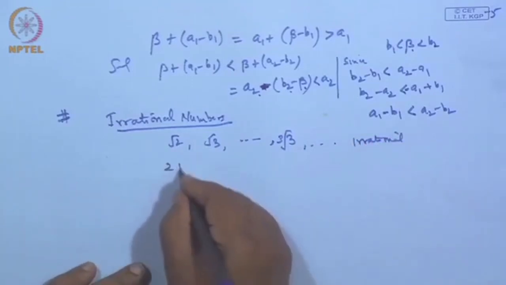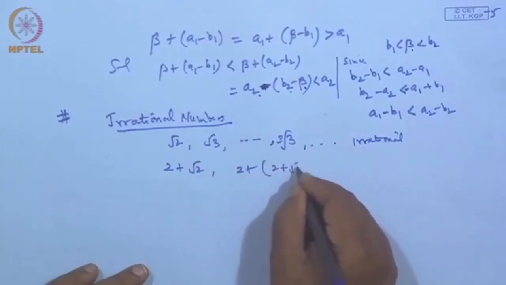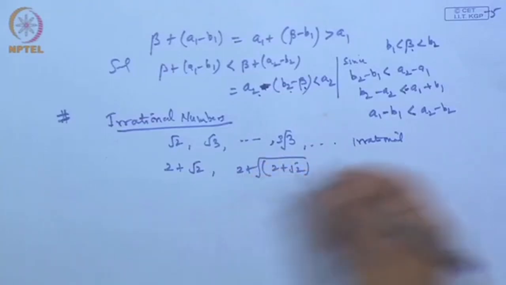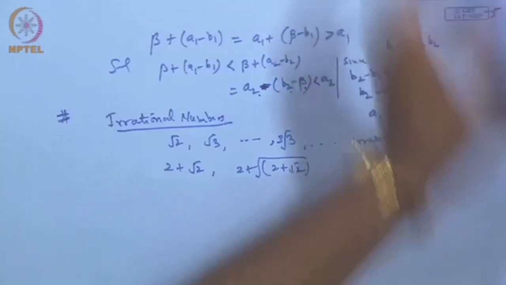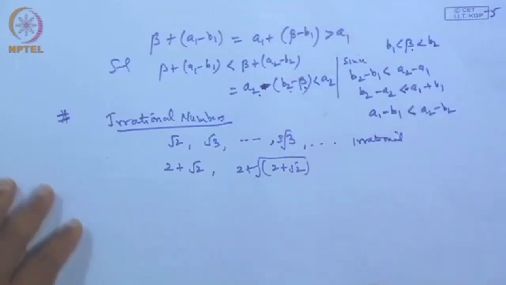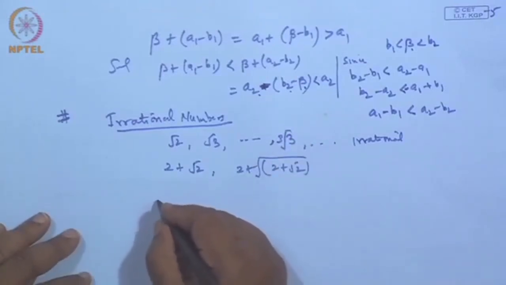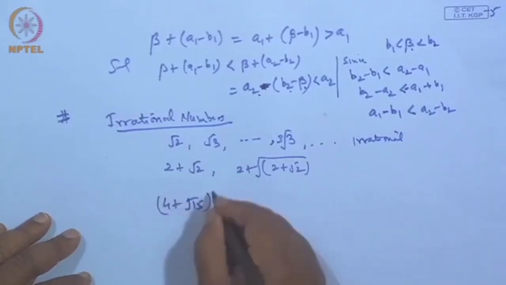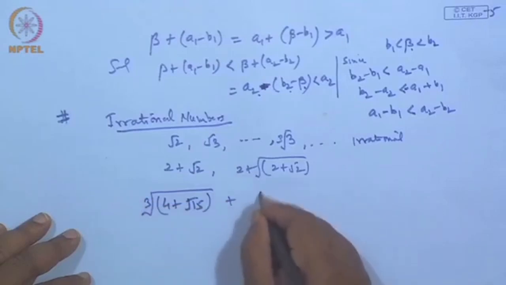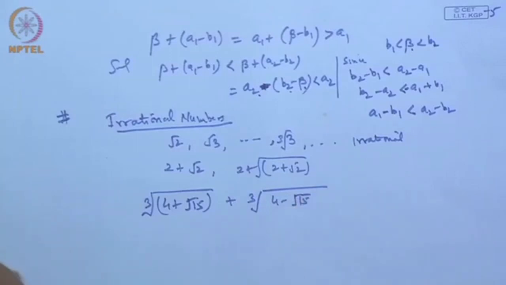And not only this, if I take 2 plus root 2, it will be an irrational number, or 2 plus root 2 and then root 2. This is also an irrational number, and in this way we can go ahead further. So what it says is there are so many irrational numbers. Now, if we look at numbers like this, suppose I take 4 plus root 15, cube root of 3 plus cube root of 4 minus root 15. Suppose I take this number.